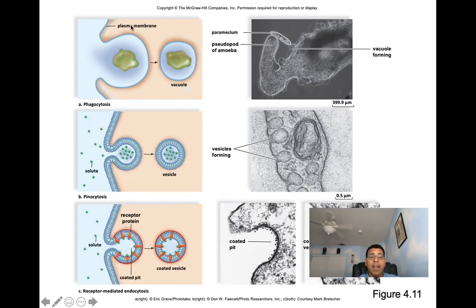So here you can see phagocytosis. And here we have pinocytosis. And here we have receptor-mediated endocytosis.